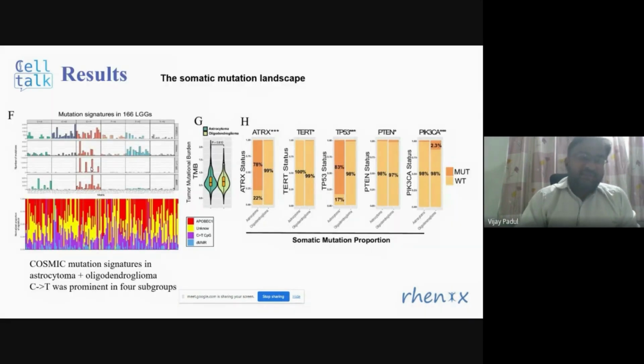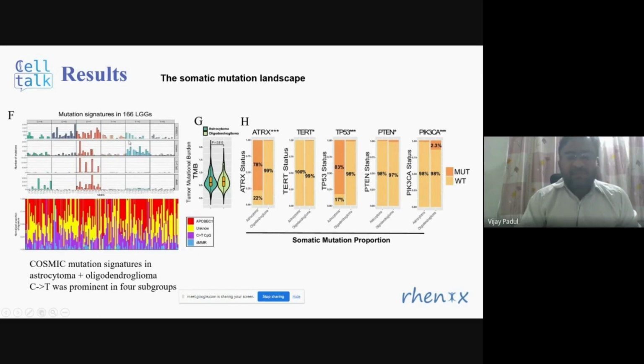Next, they also subdivided this entire data set and its mutations into 4 subgroups. These 4 subgroups were defined as APOBEC, unknown, CT2, CpG, and the last one. Here they have found that in all the 4 subgroups, the transition from C to T, cytosine to thymine, was more enriched. So this is the COSMIC mutation signatures, and they have identified this particular pattern.